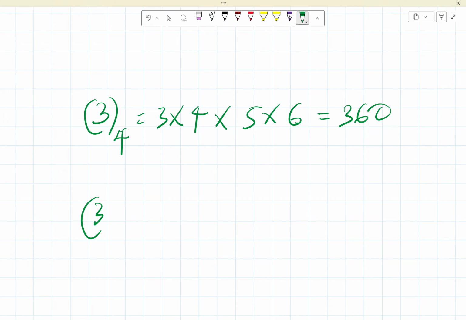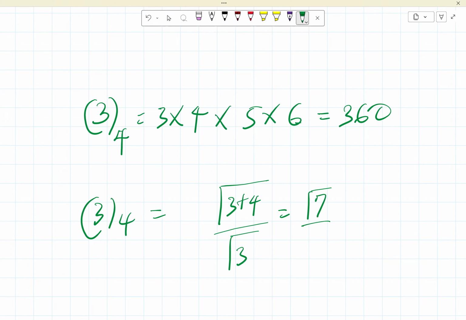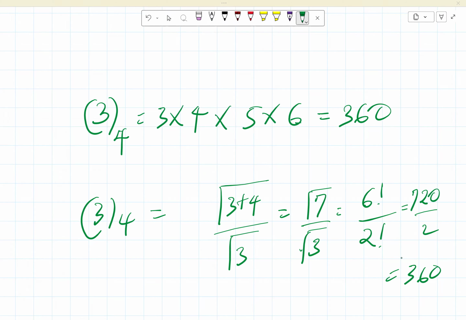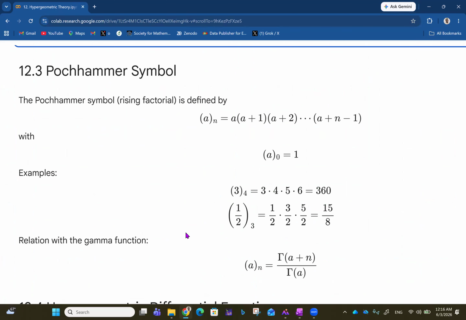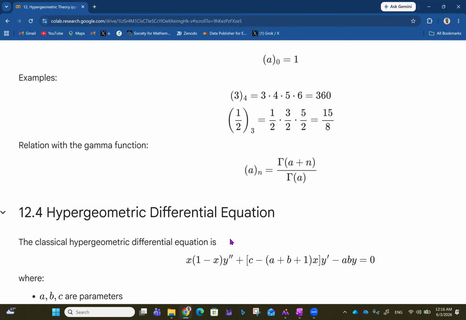Okay, so we say that this 3 sub 4 is the same thing as gamma 3 plus 4 all over gamma 3. That means you have gamma 7 over gamma 3. So gamma 7 is 6 factorial, gamma 3 is 2 factorial. Of course, we know 6 factorial is 720 and 2 factorial is 2. That is 360. So you see the relationship actually works like that. So we have that relationship between Pochhammer symbol and gamma function, and of course, factorial.